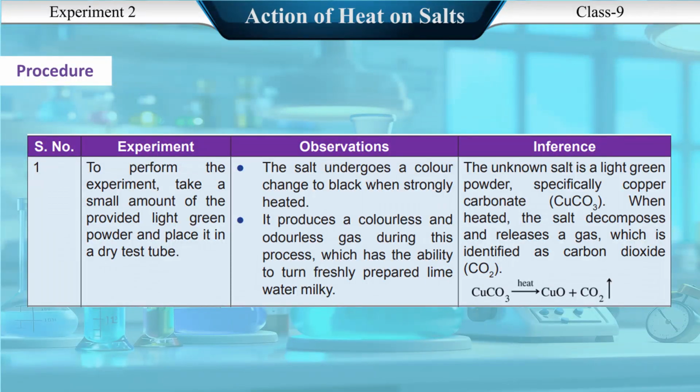Serial number. Experiment. Observations. Inference. 1. To perform the experiment, take a small amount of the provided light green powder and place it in a dry test tube. The salt undergoes a color change to black when strongly heated. It produces a colorless and odorless gas during this process, which has the ability to turn freshly prepared lime water milky. The unknown salt is a light green powder, specifically copper carbonate. When heated, the salt decomposes and releases a gas, which is identified as carbon dioxide.